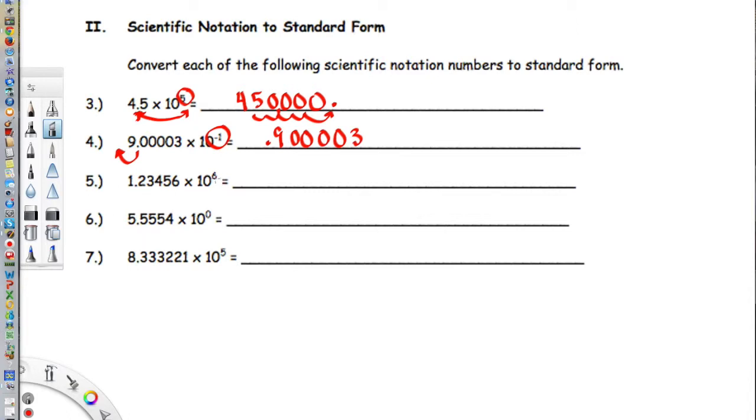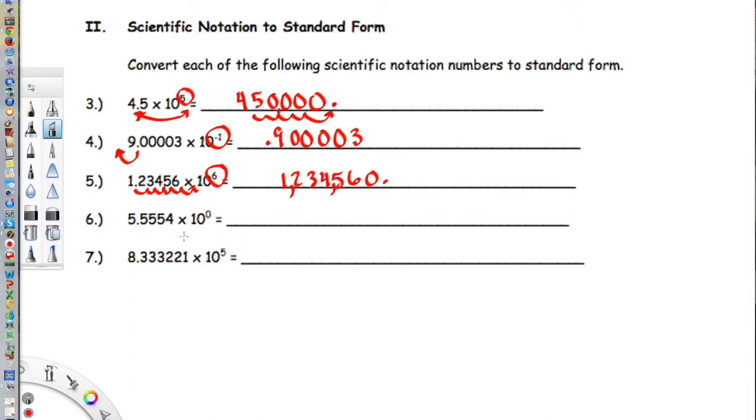Number 5, I have a +6 as my exponent, so it's telling me to move the decimal point 6 places to the right, which would be 1, 2, 3, 4, 5, and then 1 more place past the 6. So that's going to be 1, 2, 3, 4, 5, 6, and then fill in that empty placeholder with a 0. So my answer would be, with a comma there and a comma there, 1,234,560.